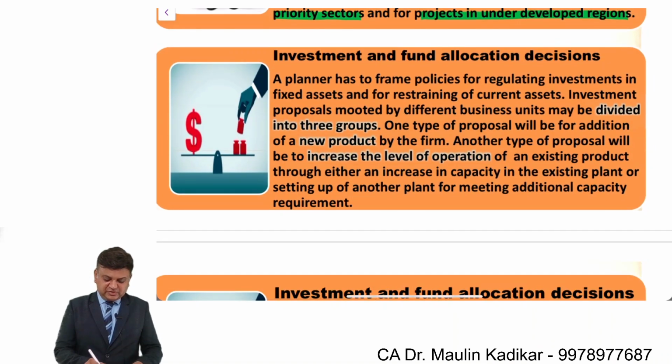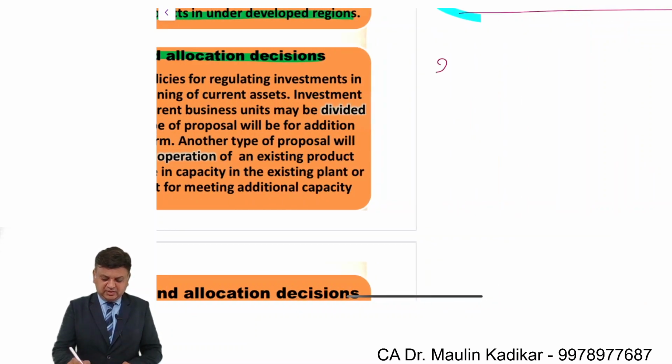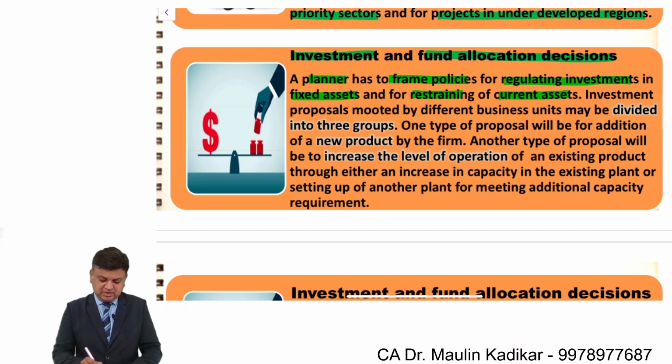Second, investment and fund allocation decision. In that, importantly, you are required to make investment in businesses which have a lower correlation coefficient. A planner has to frame the policies for regulating the investment in fixed assets and restraining from the current assets. Investment proposals mooted by the different business units may be divided into three groups.